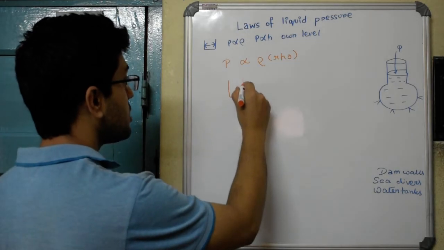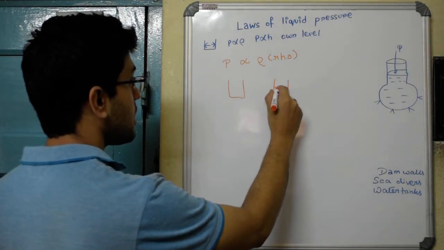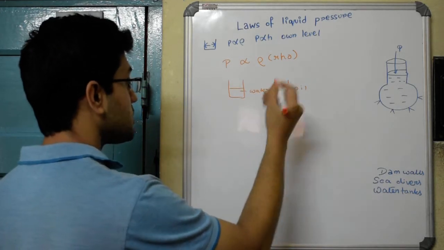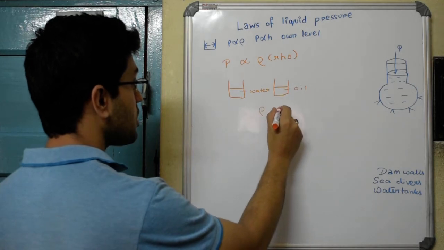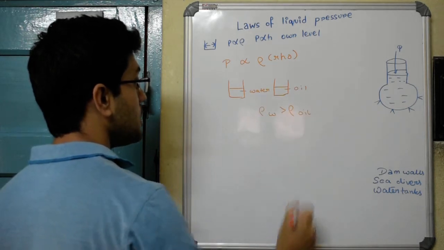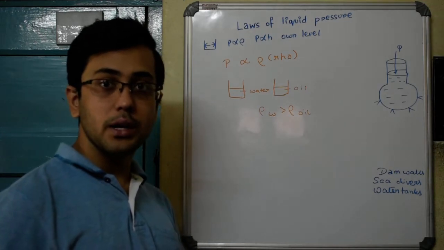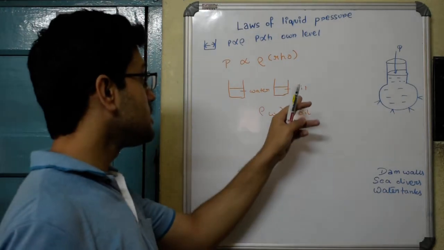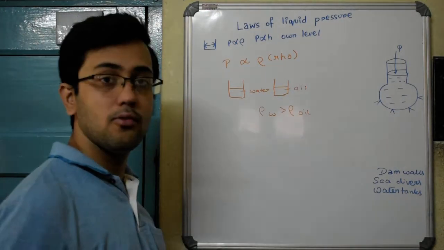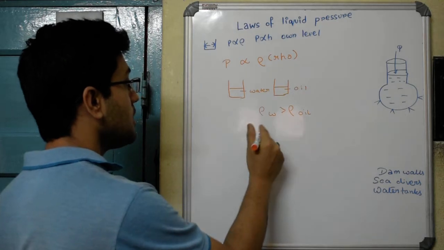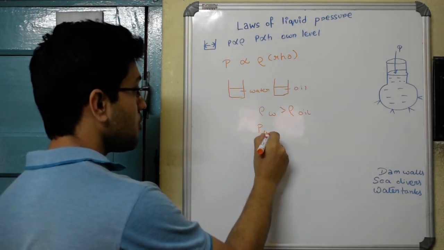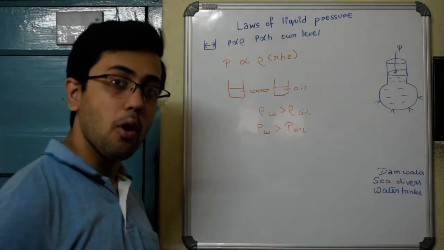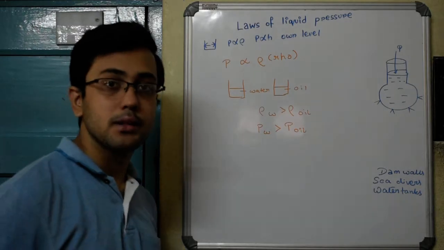So again, if I take 2 glasses, in one glass I take oil and in the other glass I take water. I suppose you know that the density of water is greater than the density of oil. That is why if in a glass you take water and then you pour a little bit of oil over it, you will find that the oil is floating. The reason is the density of oil is much less than the density of water. So from this what we can say, the pressure which is exerted by water will obviously be greater than the pressure which is exerted by oil, because water's density is greater than oil.